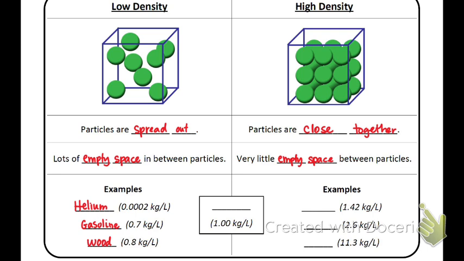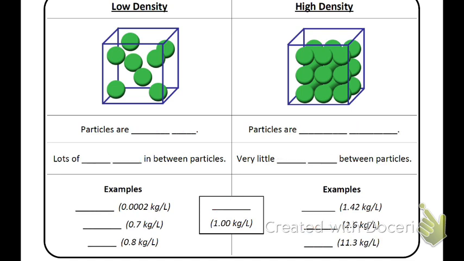Okay, in the middle, just 1 kilogram per liter is the density of water. So we kind of compare most things to water when we think about density. And then some things that are more dense. 1.42 is the density of honey. 2.6 is the density of glass. And then 11.3, that's really high, is the density of lead.